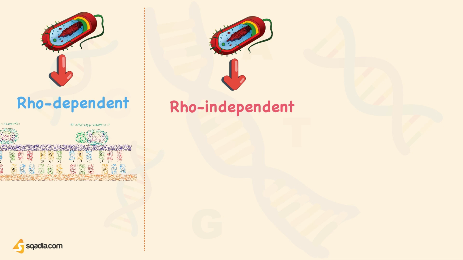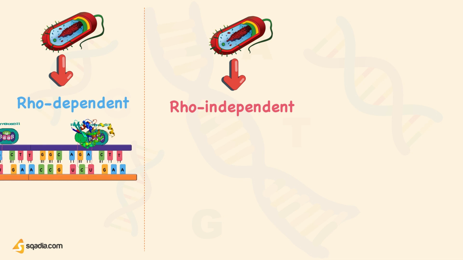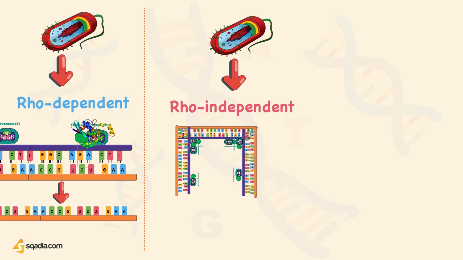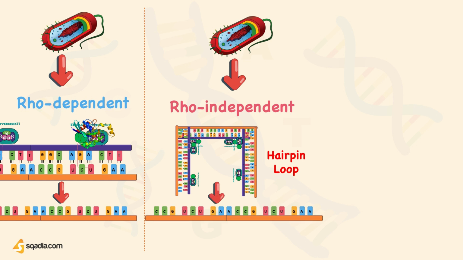In rho-dependent termination, rho protein will kick the RNA polymerase out, and the RNA will stop being synthesized. Then, in rho-independent termination, if a particular sequence of nucleotides occurs, the nucleotides get attracted towards each other and form a hairpin loop. After the hairpin loop, RNA polymerase detaches from the DNA template, and hence the process is terminated.